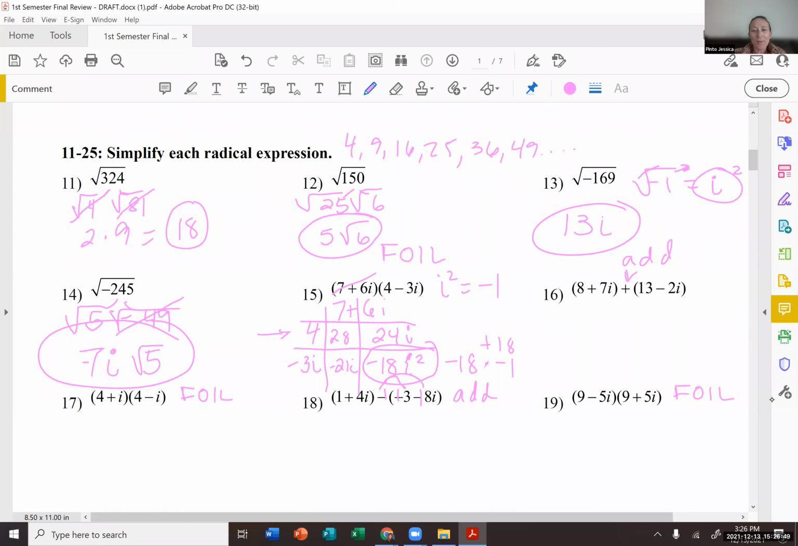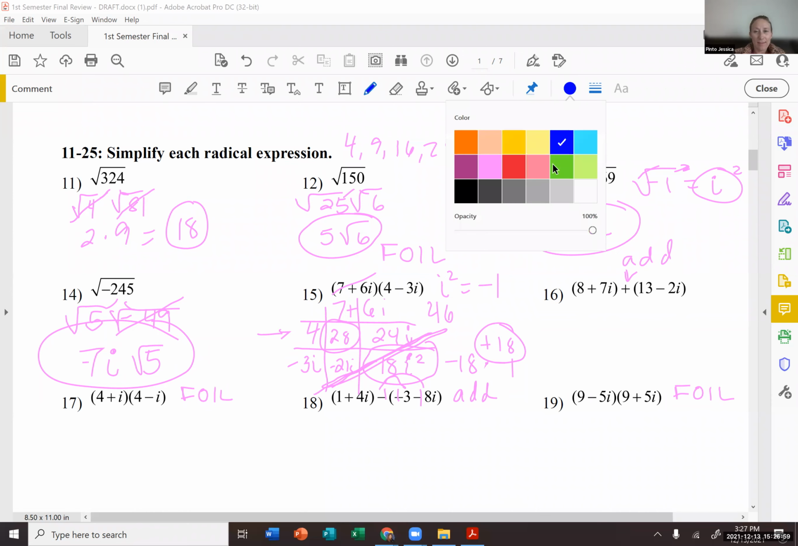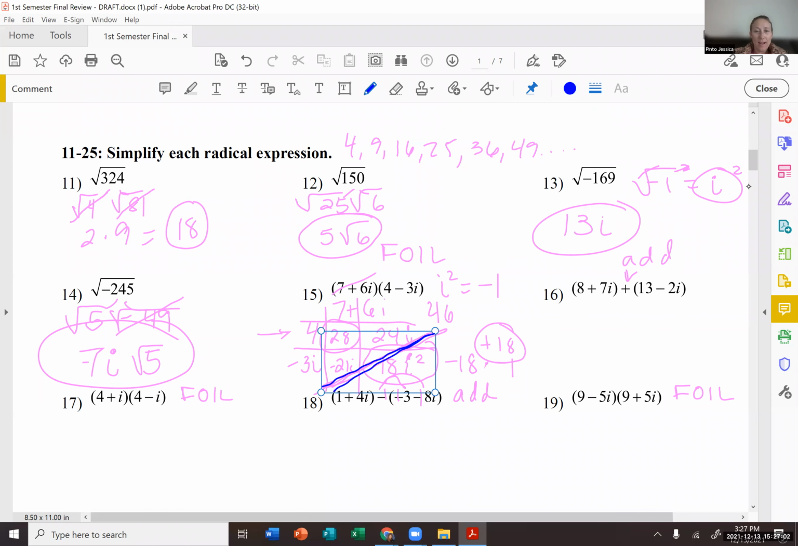So then the numbers that we add together are the numbers that don't have i. So that makes 46. And then these ones at the diagonal, I can add those together, right? And that's 24 minus 21, so plus 3i. Final answer. 16 is much easier. 8 plus 13 is 21. And 7 minus 2 is plus 5i.